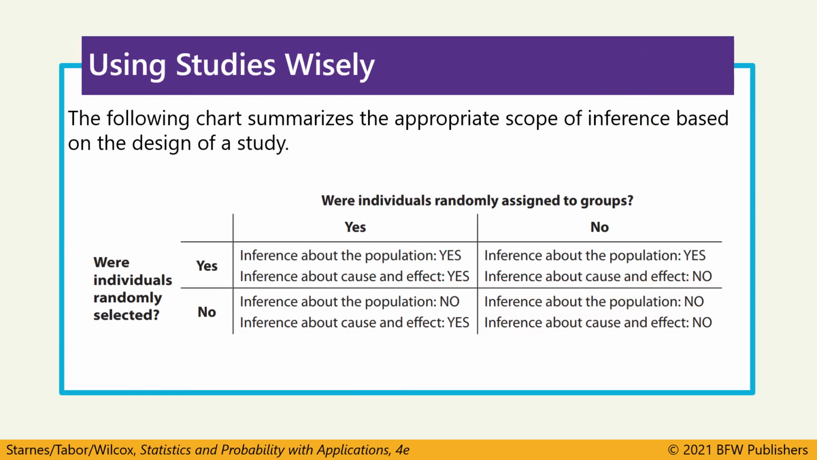Here's a table showing what kind of inferences we can make. It's copied into your notes packet. As to how to read it, were individuals randomly selected? If the answer is yes, then we can make inferences about the population. Were they randomly assigned into groups? If this answer is yes, then we can make inferences about cause and effect.